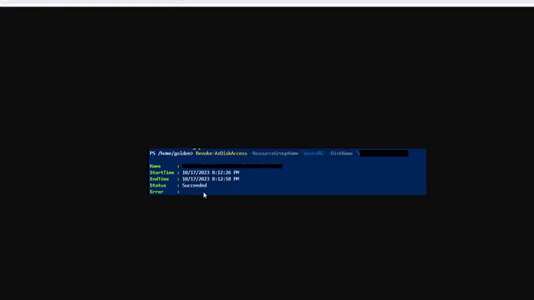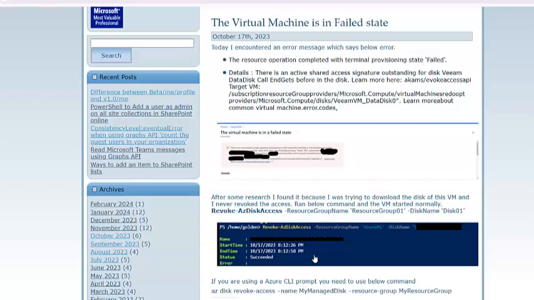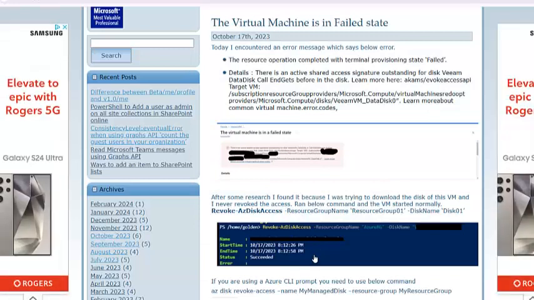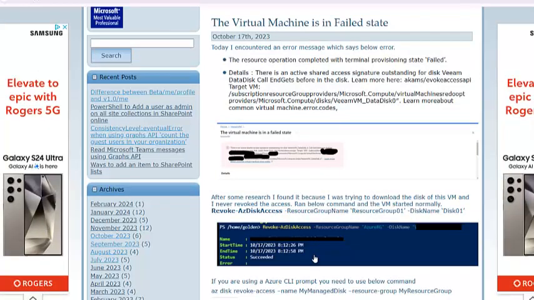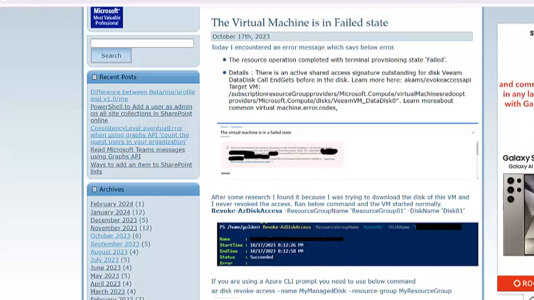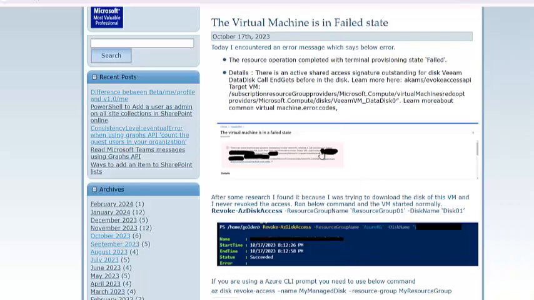If this is not happening, then you really need to identify the cause of the issue, or why we are not able to revoke the access. Maybe the download is still on, or that disk is not available for some other reason. But yes, you really need to look at what the cause of this issue is.